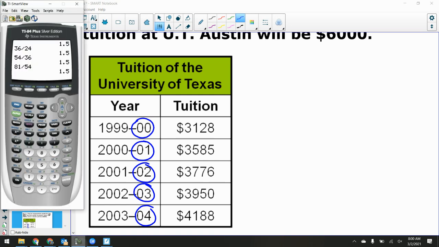So let's go into our calculators and modify our lists. You go stat, edit, and let's change what's in our lists. I'm going to clear down. Remember, don't delete, hit clear. And in list 1, I'm going to write 0, 1, 2, 3, 4. And in list 2, 31, 28, 35, 85, 37, 76, 39, 50, 41, 88.